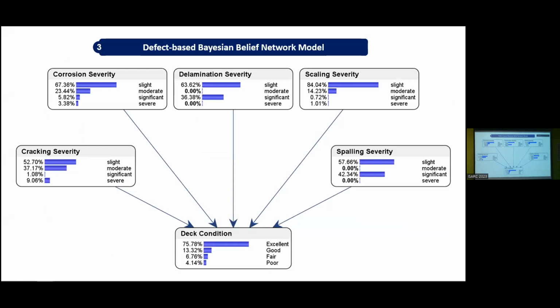The third outcome is a defect-based Bayesian belief network used to determine the impact of different defects on the overall deck condition probability. Different defects were considered as parent nodes with 4 states: slight, moderate, significant, or severe, while bridge deck was considered a child node with excellent, good, fair, and poor states. The prior probability distribution of each defect was determined from the text mining results, and the conditional probabilities were quantified using the maximum likelihood.